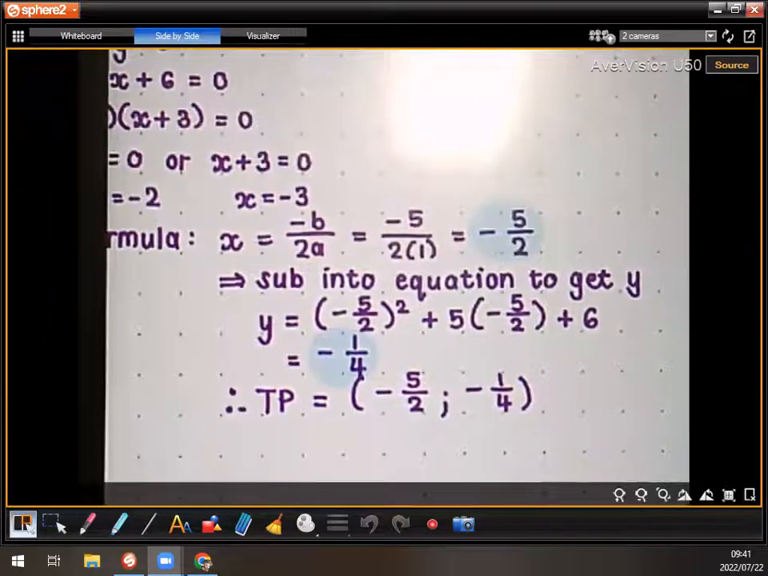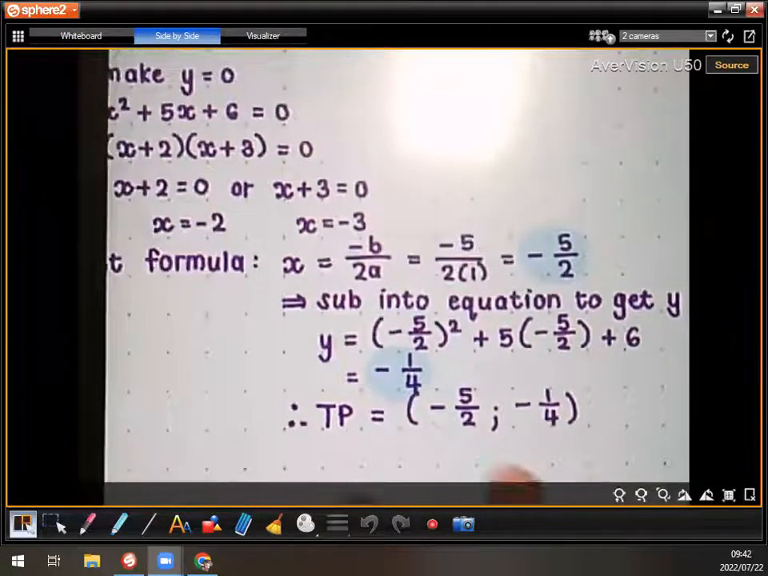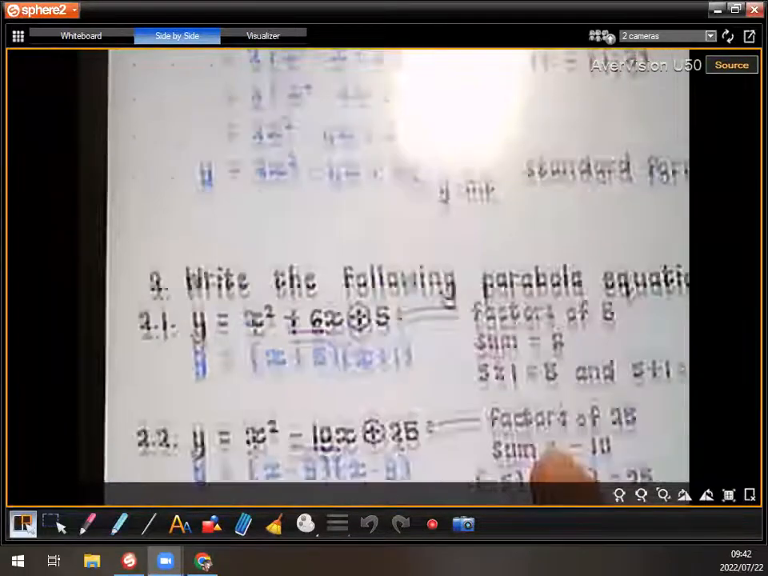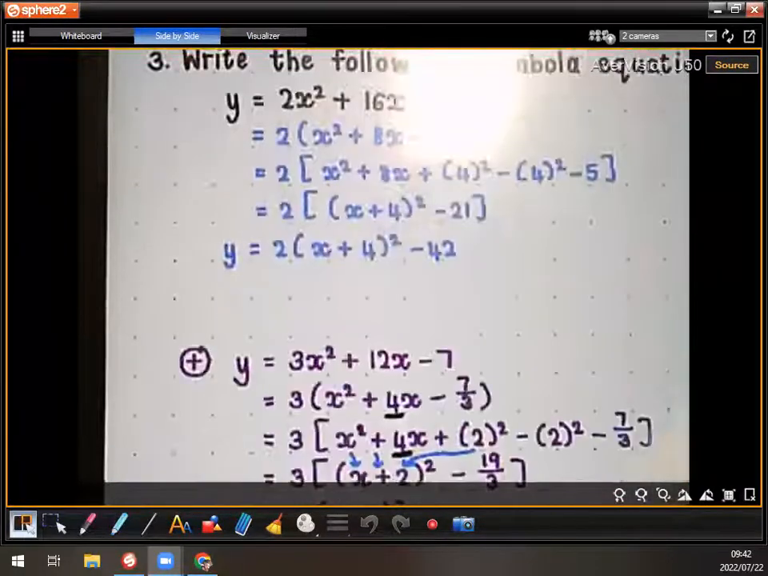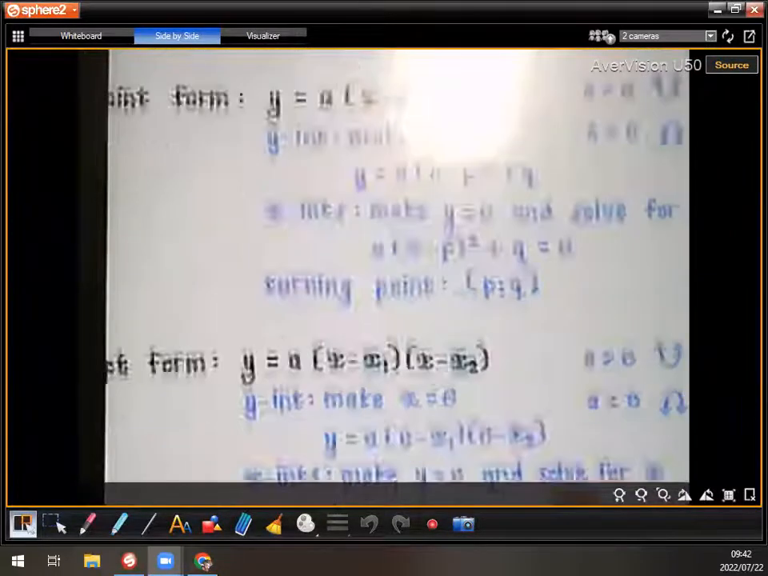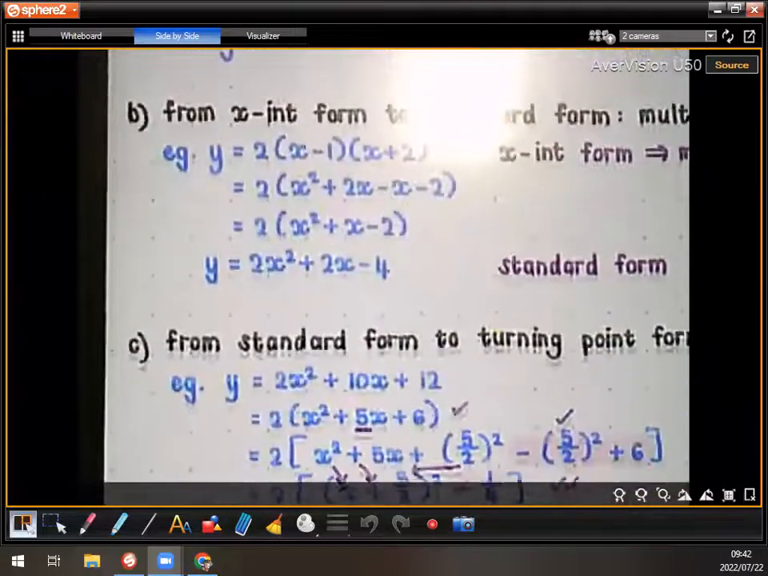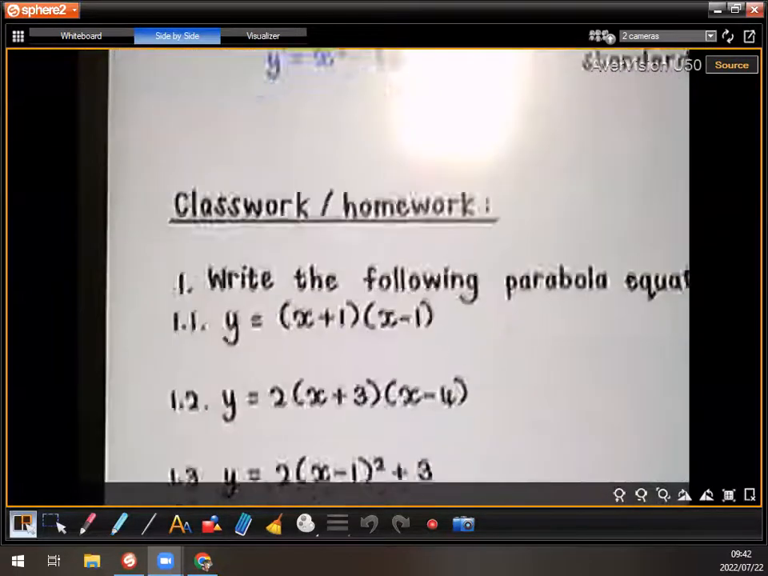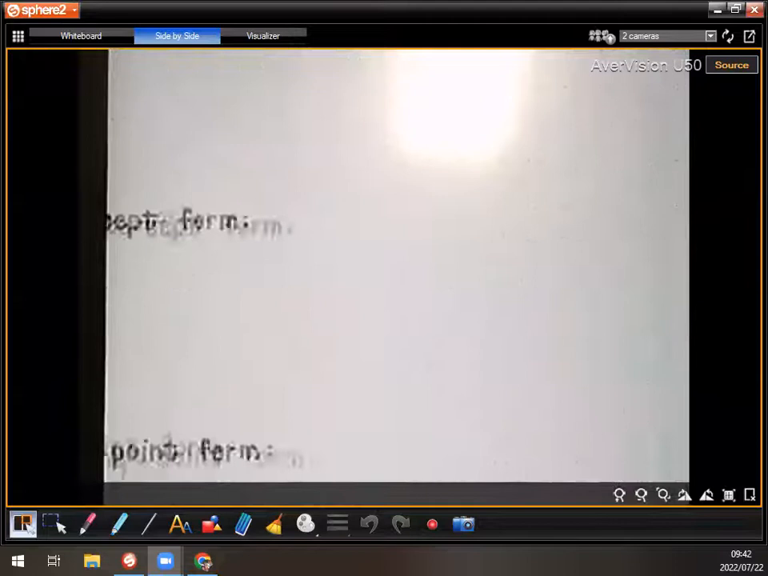Now, if we go back to the work that we did yesterday, we actually did this as an example where we wrote this equation in turning point form. I'll just go back quickly to show you guys. The equation was y equals x squared plus 5x plus 6, right? And yesterday we looked at, am I imagining this? I think we did. Sorry, no, I'm imagining it. Didn't we get one with negative 5 over 2 and a quarter?